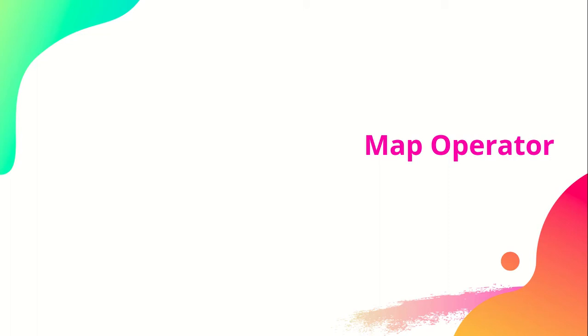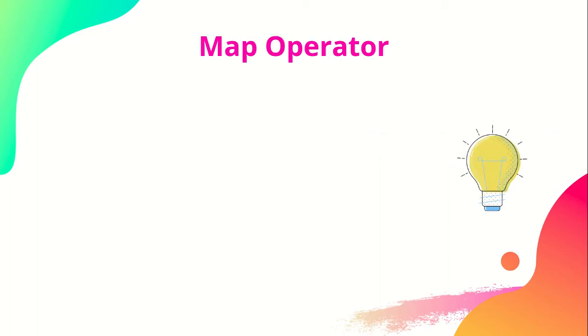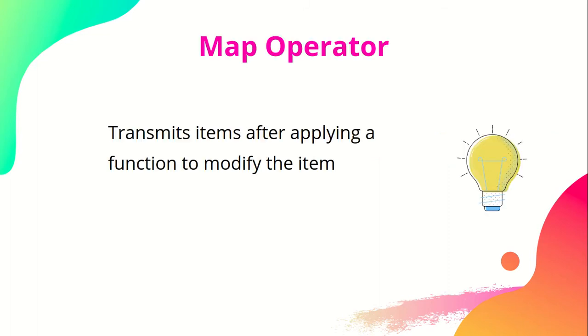Map is one of the most useful operators and one of the most easily understandable also, I will say. So what does map do? Map transmits items after applying a function to modify the item. So the function will modify the item before it emits. Let's see how the map operator works so that you understand this better.